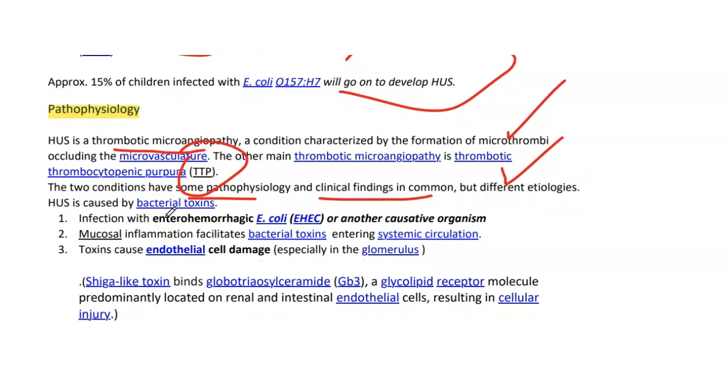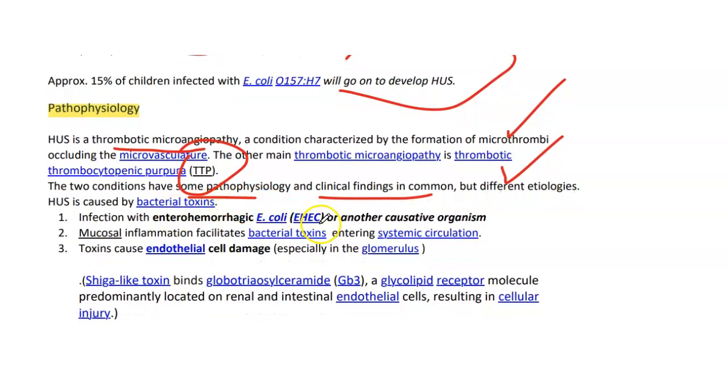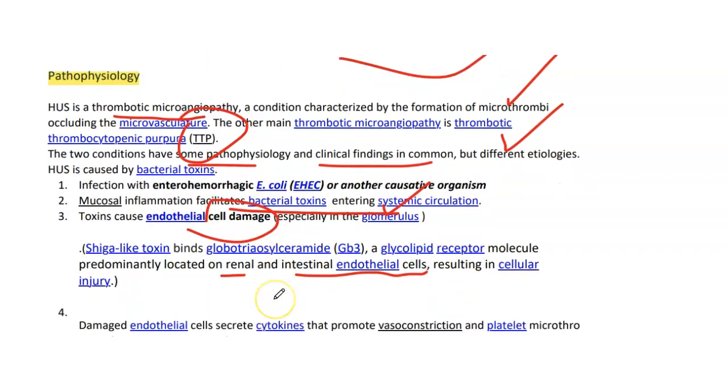Hemolytic uremic syndrome is caused by bacterial toxin from E. coli or another organism, leading to mucosal inflammation and facilitating the bacterial toxin entering the systemic circulation. The toxin causes endothelial damage, especially in the glomerulus, so the renal system is affected. Shiga-like toxin binds Gb3, a glycolipid receptor molecule predominantly located in renal endothelial cells, resulting in cellular injury.